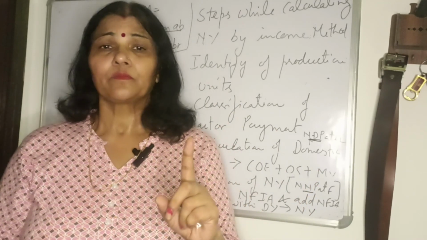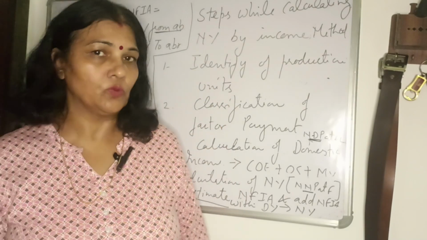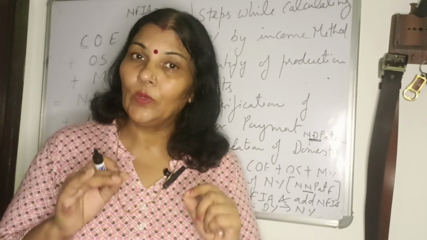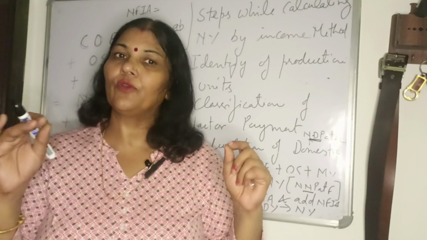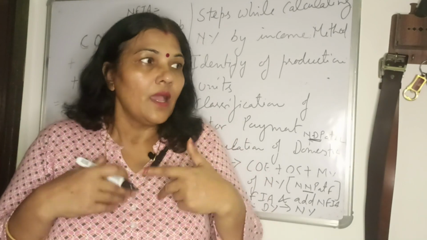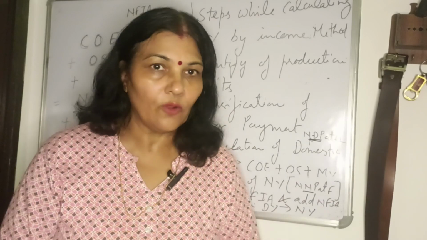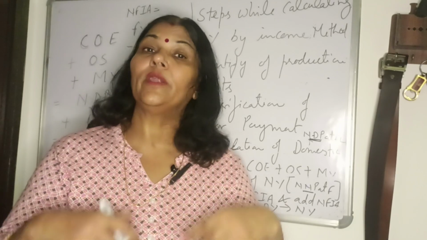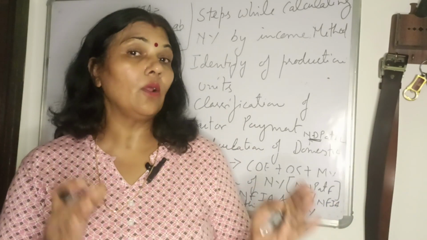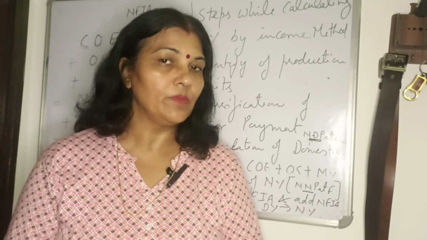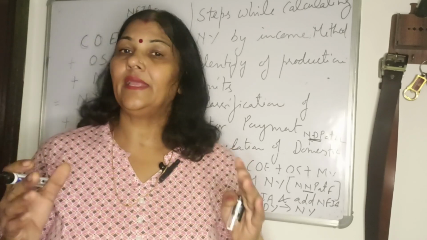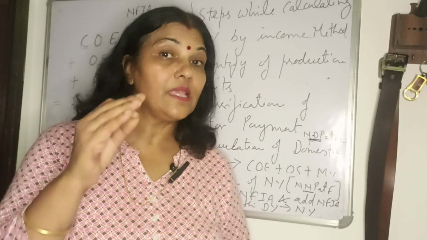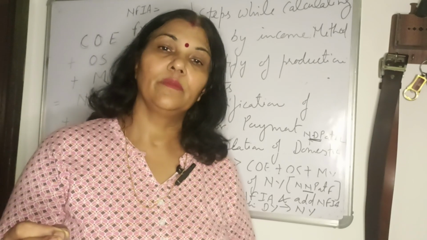Next point, suppose I am residing in my own house. So the imputed value of rent should be included in the estimation of domestic or national income. Because if I am not the owner of this house, then I have to take it on rent. So that is why we include the imputed value of rent of an owner-occupied house in the calculation of domestic or national income.